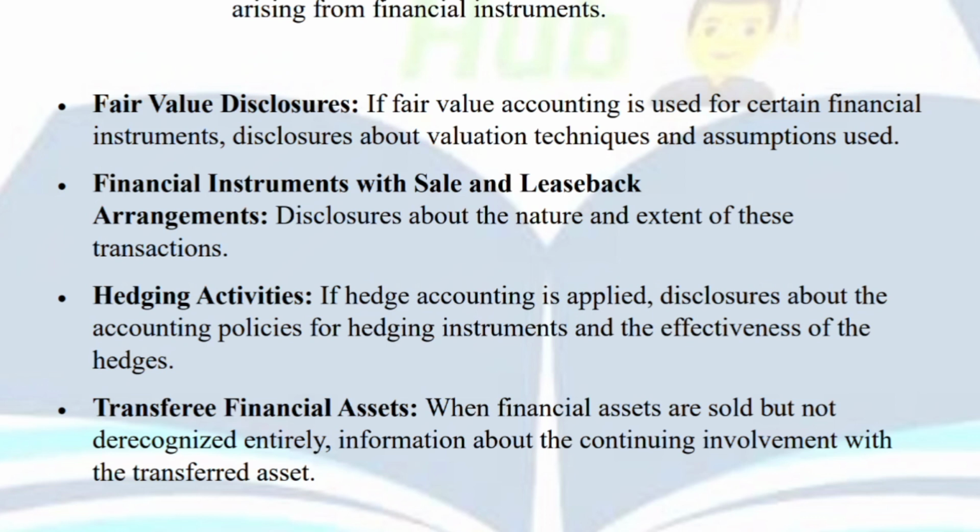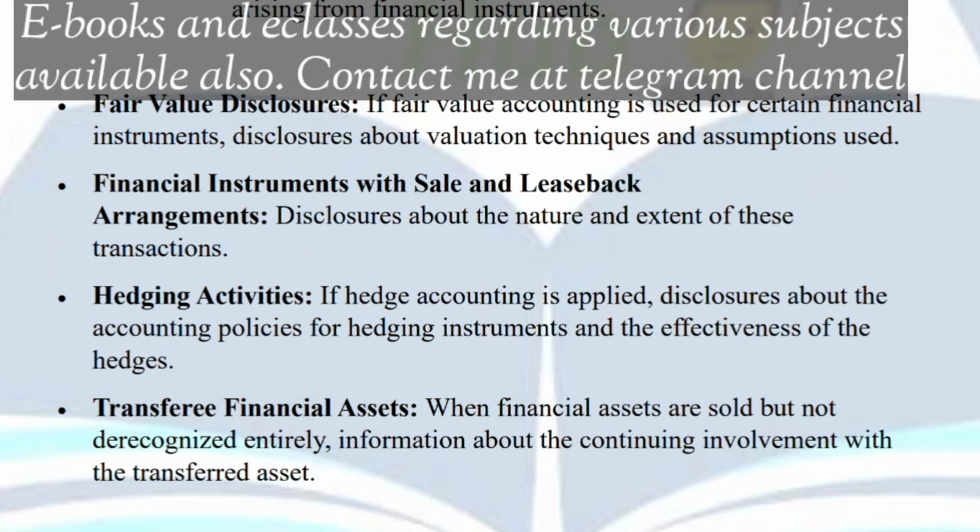Okay. And the last point is transferred financial assets. When financial assets are sold but not derecognized entirely, then information about the continuing involvement with the transferred assets should be disclosed. You can say that the entity must disclose the information related to the transferred financial asset, because once the financial asset is transferred, sold but not derecognized entirely, the word entirely is very important, not entirely, then you have to disclose that asset in your financial reporting in relation to the financial instrument.